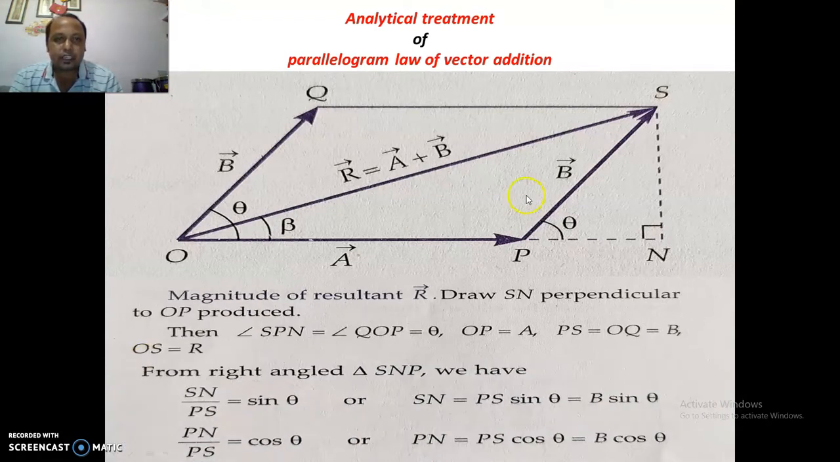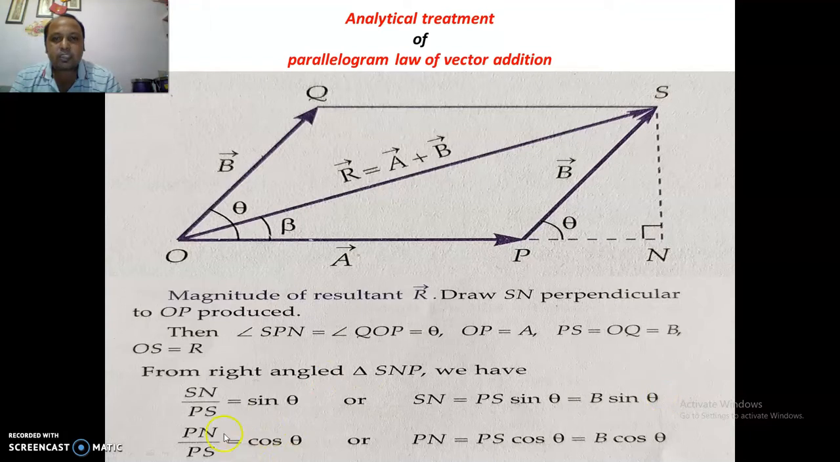So if this is clear, then we will consider the triangle SNP. It is a right angle triangle, so we will be using the relations for cosine and sine, like sine theta. Theta is the angle which you see here. So sine theta will be given by SN by PS, that is perpendicular by hypotenuse. So the value of SN will be given by PS sine theta, and PS is B. So this length SN will be given by B sine theta.